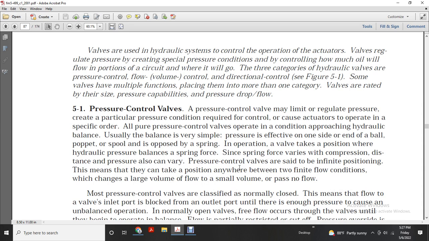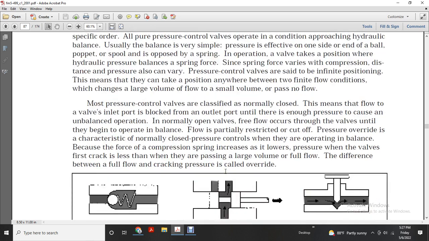The pressure effective at one end of the ball, poppet, or spool is opposed on the opposite side by a spring. An operating valve takes a position wherever the hydraulic pressure balances the spring force. Sometimes the spring force varies, and the pressure difference can also vary. Pressure control valves are said to be infinite position. This means that they can take a position anywhere between the two finite flow conditions, which pass large volume to small volume or pass no flow.